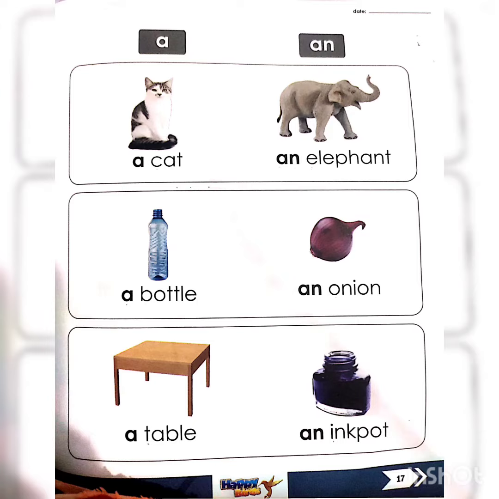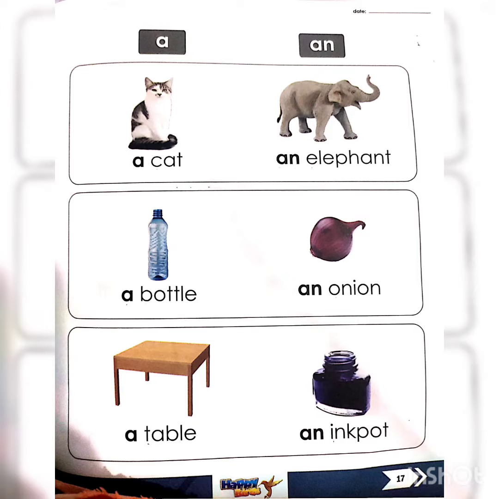The next picture we have is a table. Table starts with t. T is also a consonant, so that's why we put a before table. Yes. The next series is an.